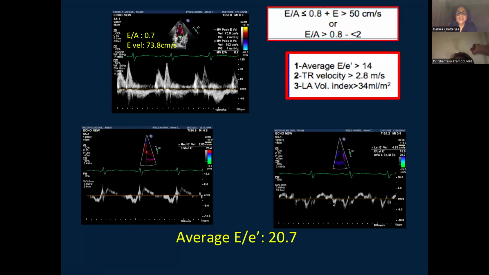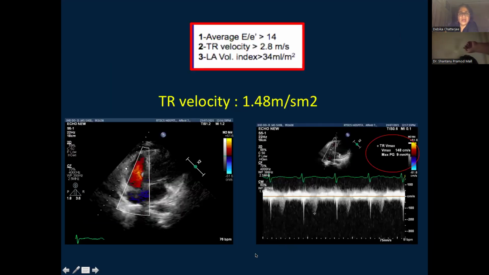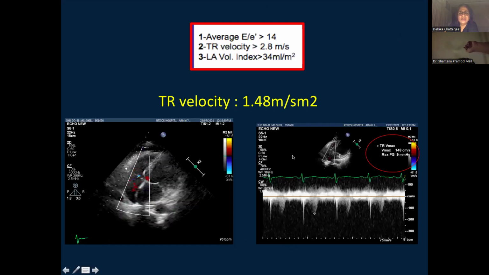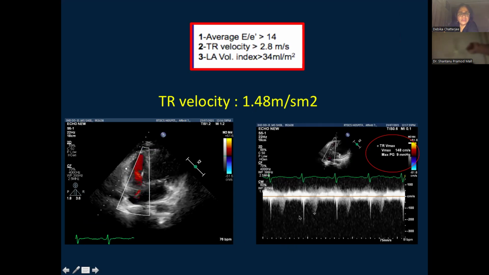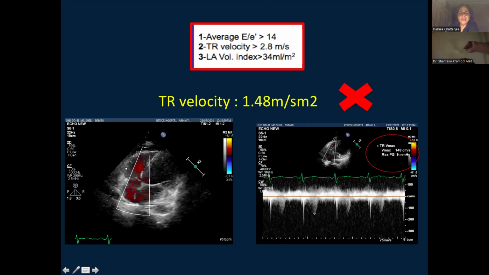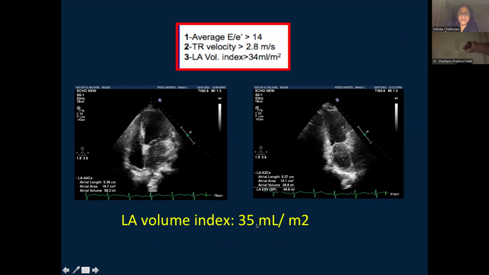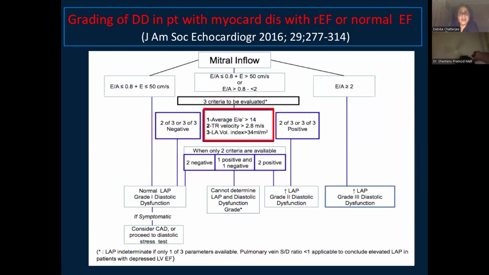The tissue Doppler imaging, tissue Doppler average E/E prime more than 14. So this first case is fulfilling the criteria. 20.7 is the average E/E prime. So one criterion is done. Now let us see the TR. TR gradient velocity is 1.4. So this is not fulfilled. Number 2 criterion is not fulfilled. And number 3, LA volume index is 35 ml per square meter. So 2 criteria are fulfilled.